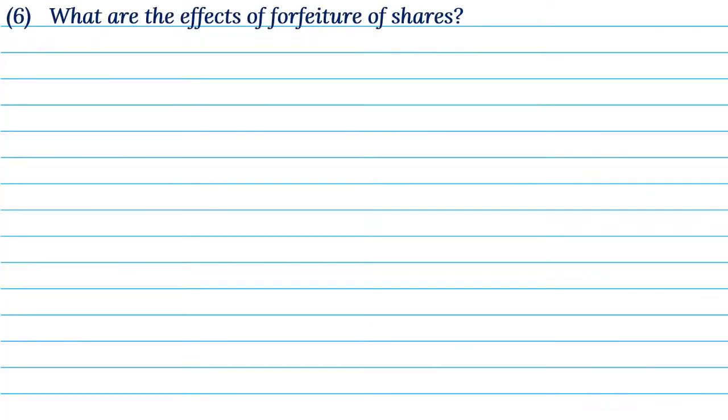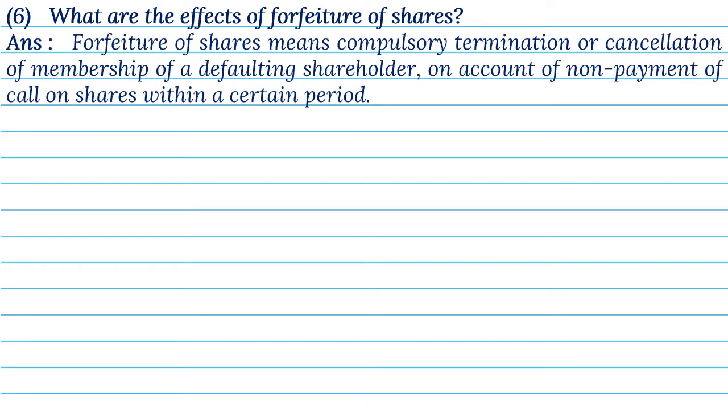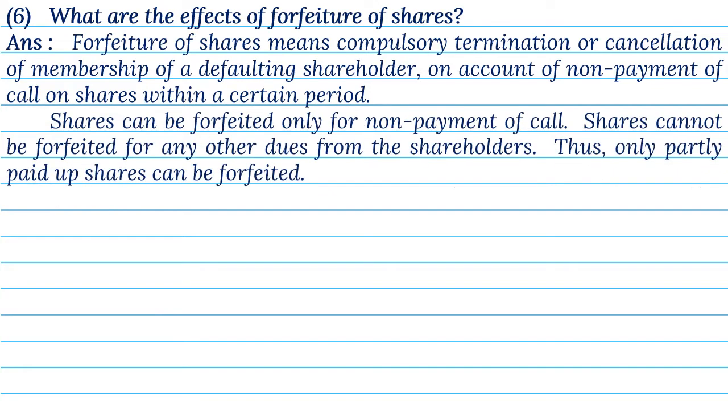6. What are the effects of forfeiture of shares? Answer. Forfeiture of shares means compulsory termination or cancellation of membership of a defaulting shareholder on account of non-payment of call on shares within a certain period. Shares can be forfeited only for non-payment of call. Shares cannot be forfeited for any other dues from the shareholders. Thus, only partly paid up shares can be forfeited.